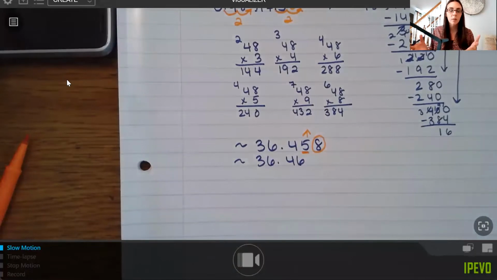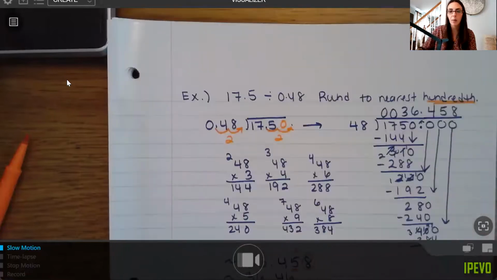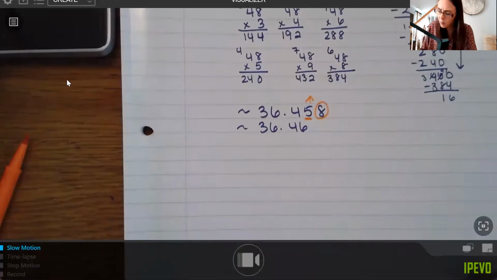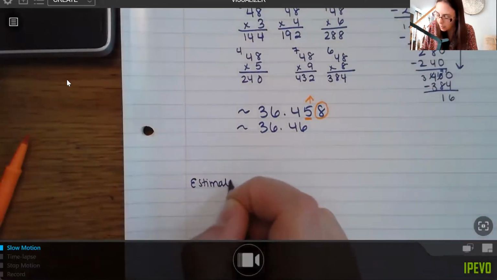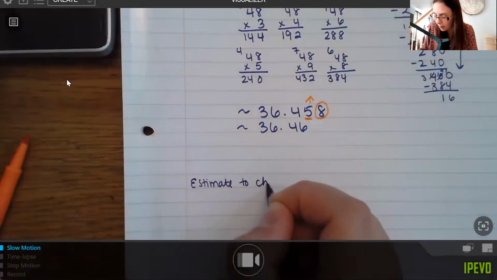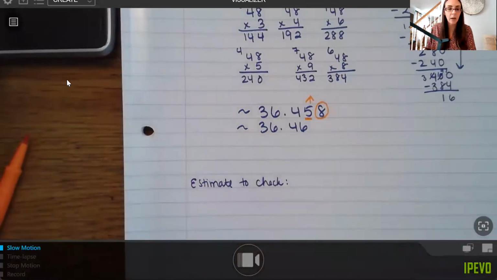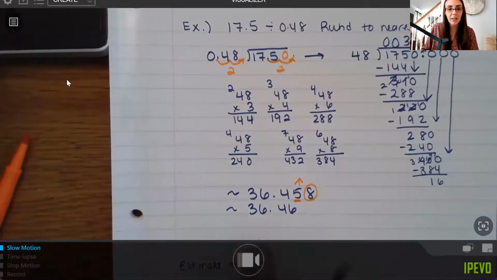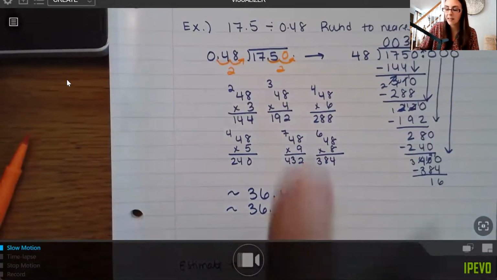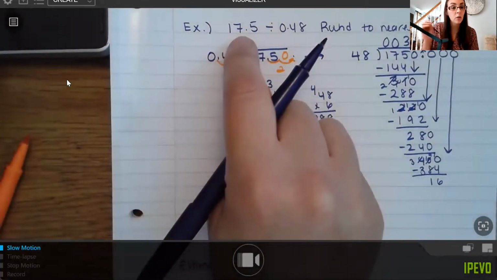Okay, so sometimes we don't finish, we may have to round. And again, you may have to attach zeros to keep the problem going, but that's okay too. Another thing we could do is we could also estimate to help us check. Now, you could also multiply this back out to check. I will warn you though that because it is not an exact answer, you won't exactly get that 17.5. You'll be very close to it though.